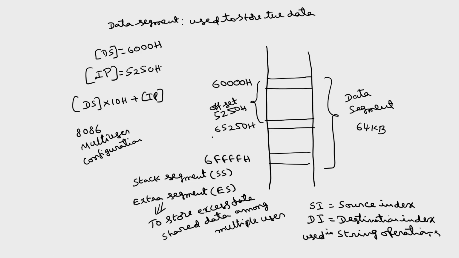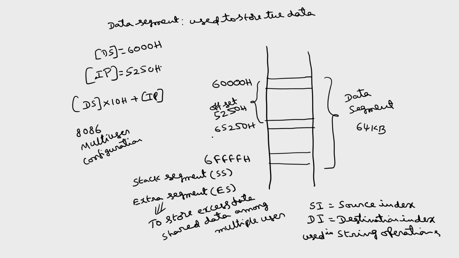These are used in string operations, where a block of data has to be moved from one location to another location, or you have to process a block of data. That type of operation is called string operations. In these string operations, SI and DI will be used along with the extra segment register. So these are the different registers that are available in 8086. All these registers are required.